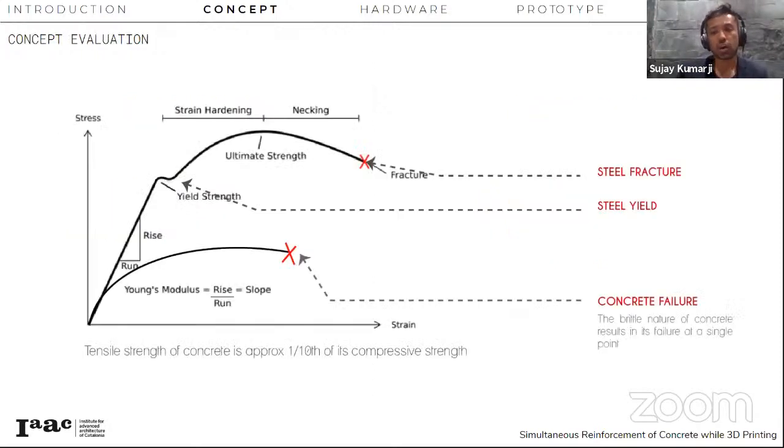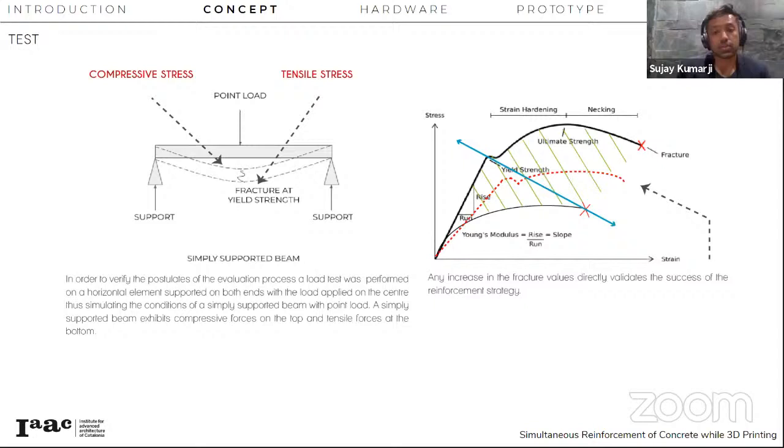So how do we go about evaluating the concept? One of the areas is to see how to conduct tests to see how it performs under load conditions. We all know that concrete doesn't have much tensile strength and it immediately cracks, whereas steel yields because of its ductile nature. So based on that principle, we decided to apply a point load onto our printed elements to see how it performs. This was a test that we devised to see whether our reinforcement strategy would work.